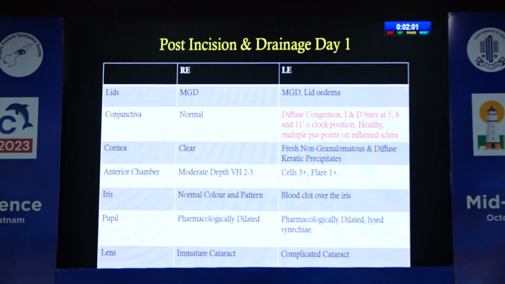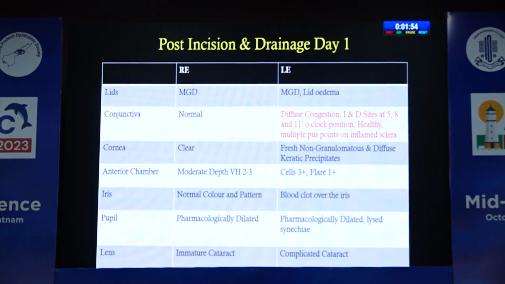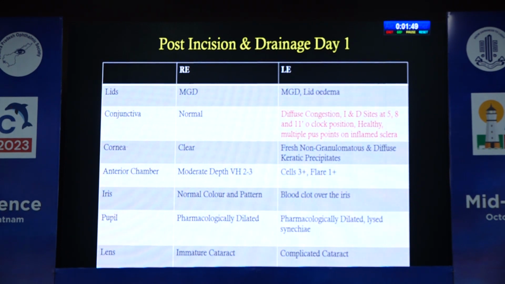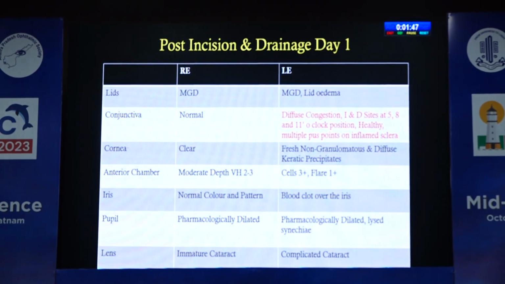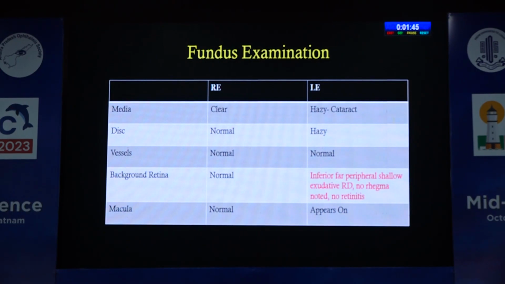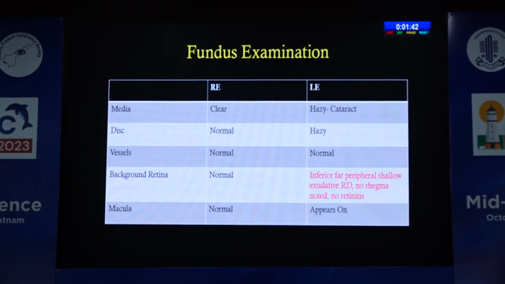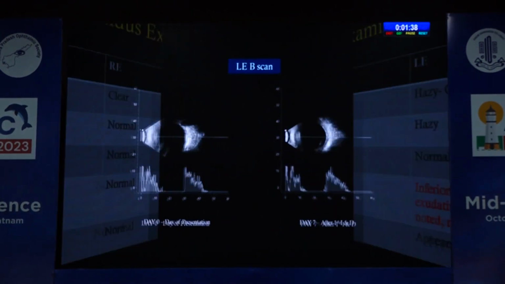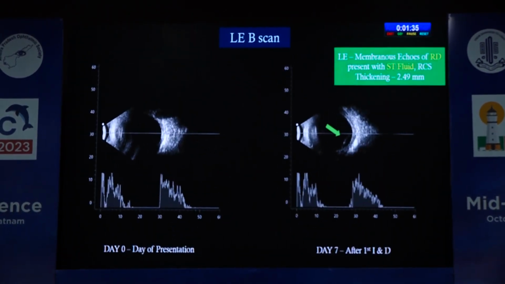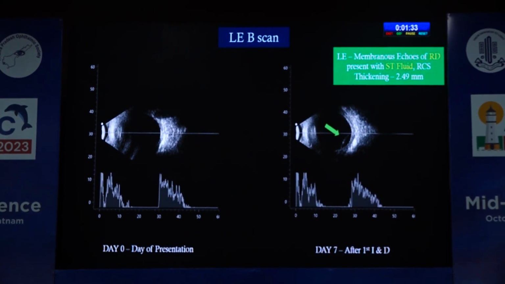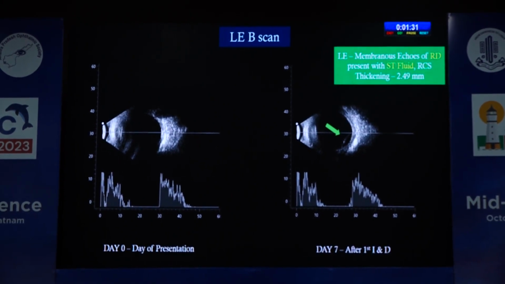Post incision and drainage day 1, the left eye showed diffuse congestion of the conjunctiva and incision and drainage sites were seen at 5, 8 and 11 o'clock position, which were healthy with multiple pus points on the inflamed sclera. Rest all findings were same as earlier. On fundus examination on the left eye, it showed far inferior peripheral shallow exudative RD without retinal break or retinitis, which was confirmed on B scan, which showed left eye membranous echoes of RD present with sub-tenon fluid and retina-choroid-sclera thickening of 2.49 mm.